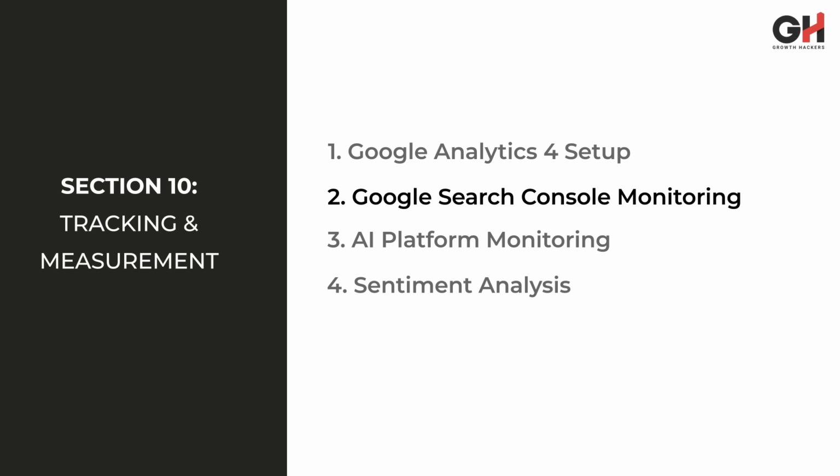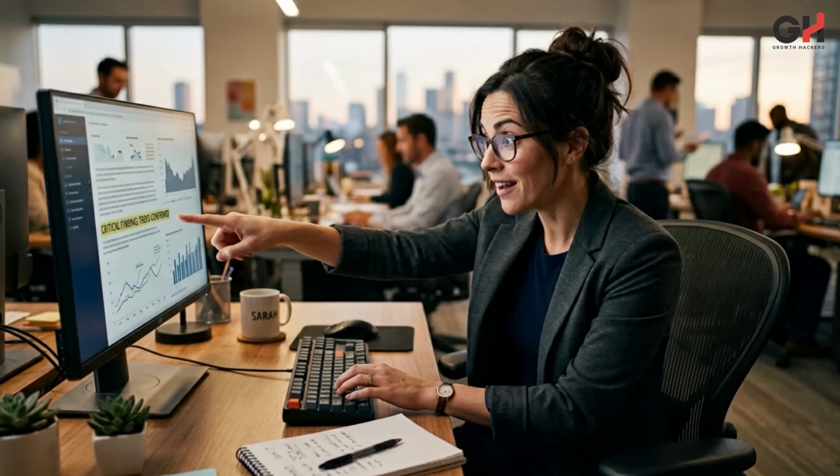Point number 2. Google Search Console monitoring. Here's how to detect if you're showing up in Google AI overviews. Filter queries in Search Console containing who, what, how, when, why, where. Identify high impressions plus low CTR plus top 3 position.